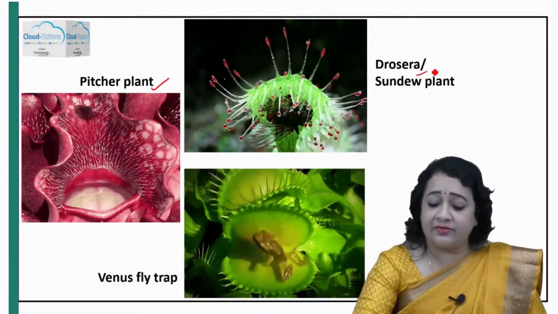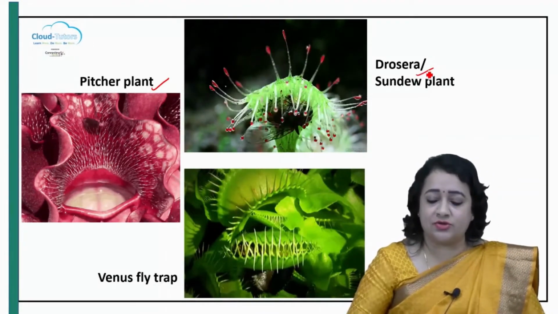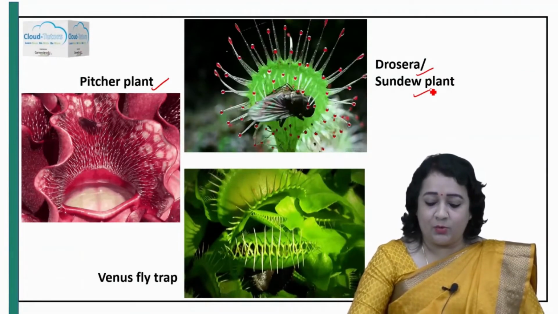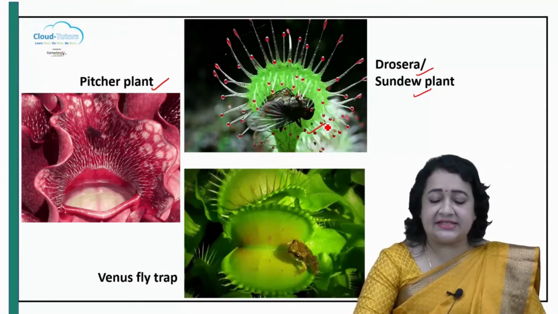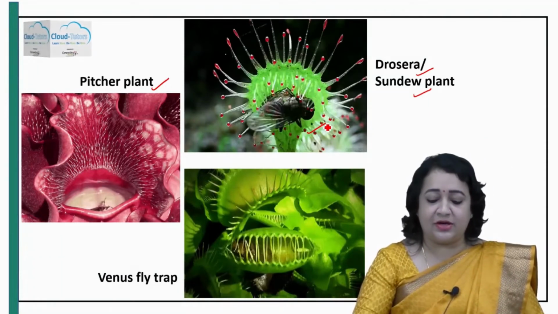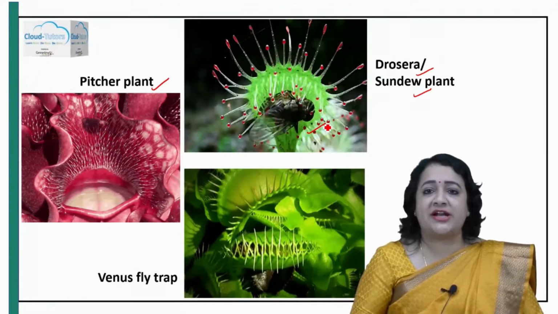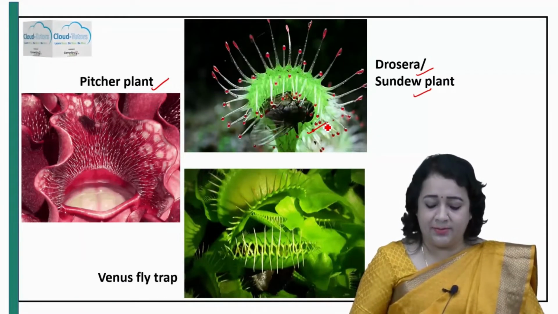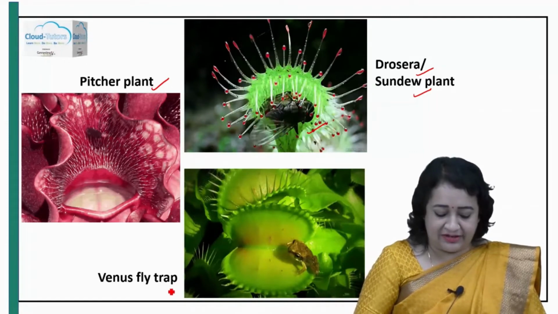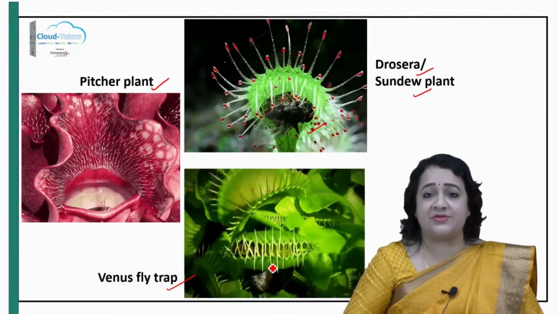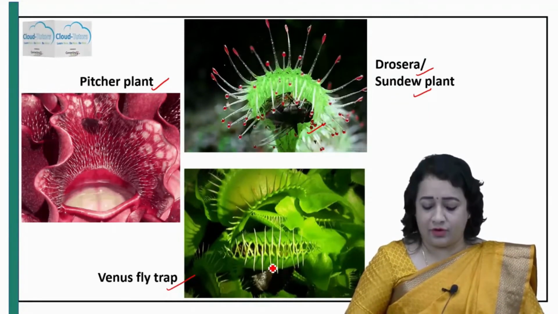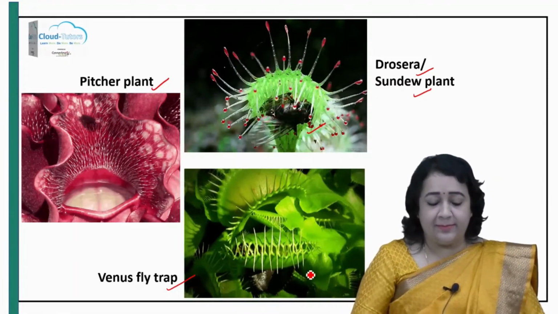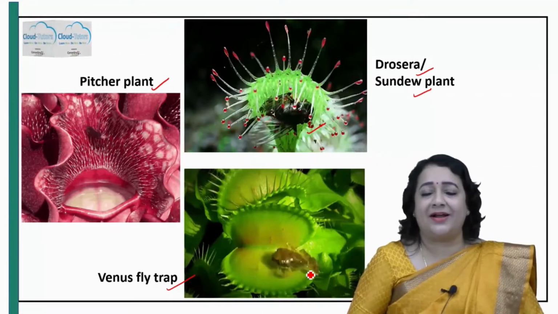Here I have Drosera, or it is also called sundew plant. In case of Drosera or sundew plant, what happens is that the insect is getting trapped by the plant. You can see how it is getting trapped. After getting trapped, they will be digested by enzymes and the nutrients will be absorbed by the plants. Here I have Venus flytrap where the frog is getting trapped. Very soon, this frog is going to get digested by the enzymes produced by the Venus flytrap plant.